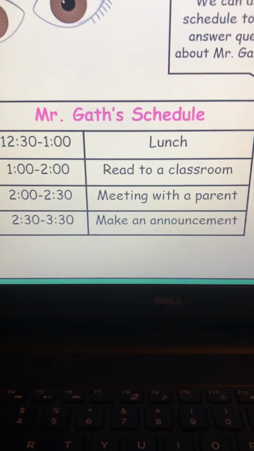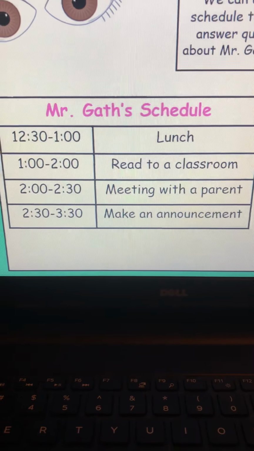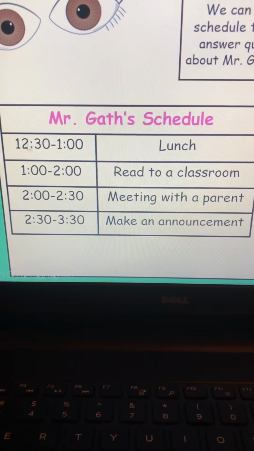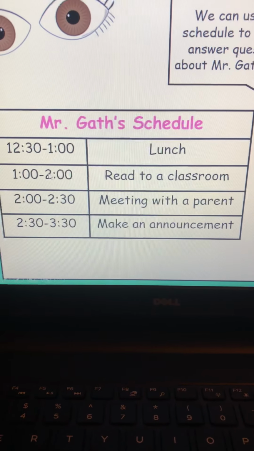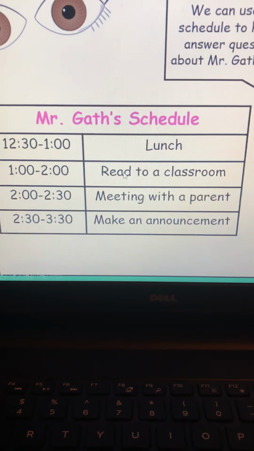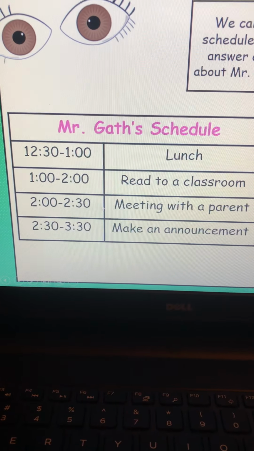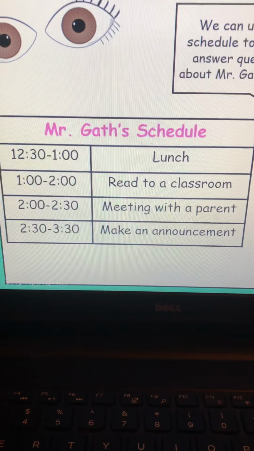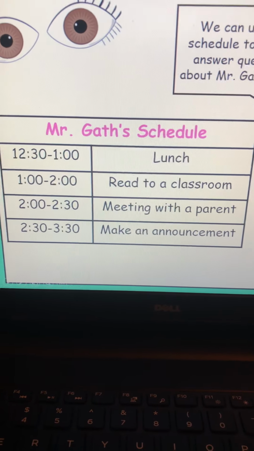A schedule tells you what time different things happen at. So you can see from 12:30 to 1 he goes to lunch. From 1 o'clock to 2 o'clock, he reads to a classroom. From 2 o'clock to 2:30, he has a meeting with a parent. And from 2:30 to 3:30, he makes an announcement.